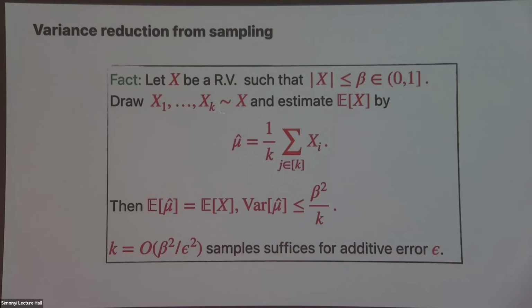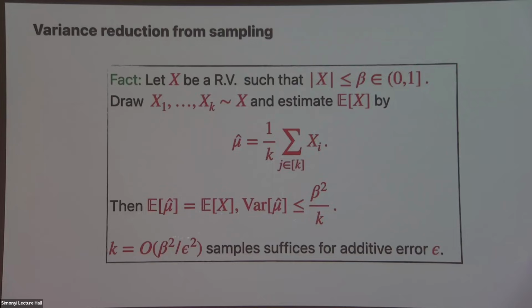Now suppose I draw k independent samples, x1 through xk. And then I estimate the expectation of X by the average. So this is what I'm trying to do. I'm trying to estimate the expectation of X. So I do it by drawing k independent samples and averaging them, right? Then, of course, this is an unbiased estimator for X. And the variance can be bounded by beta squared over k. Beta squared comes because the absolute value of X is bounded by beta. So, of course, its second moment is bounded by beta squared. And then you get this k additional gain, right?